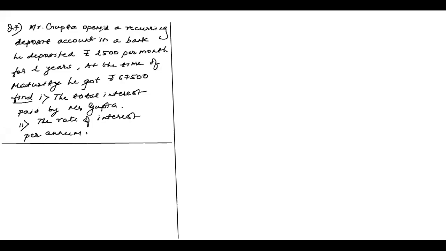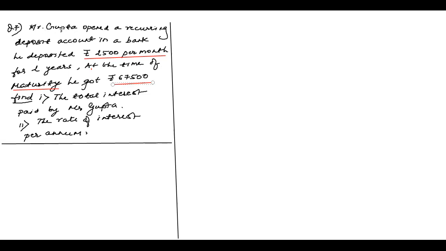Question number 7. Mr. Gupta opened a recurring deposit account in a bank. He deposited rupees 2,500 per month for 2 years. And at the time of maturity, he got rupees 67,500. Whatever is given, let's try to understand.